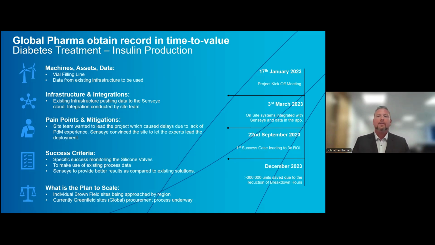However, with one notification, they were able to achieve a 3 times return of investment. By the end of that year, over 300,000 additional units were able to be produced because of reduction in breakdowns. So, early indication that something was degrading with enough time for the maintenance and project teams to assess when they wanted to do the production, to fit it in with their planned stops, and to still maintain production through all of those additional units. Huge amounts of value in a relatively short space of time.